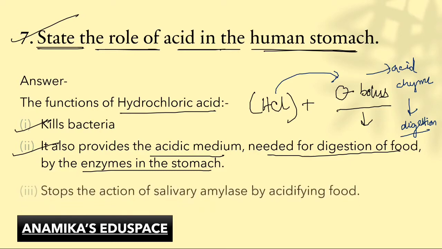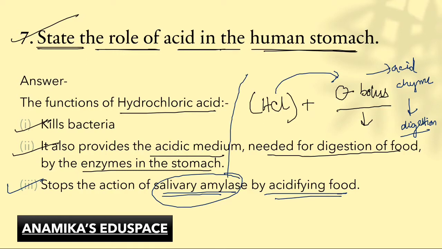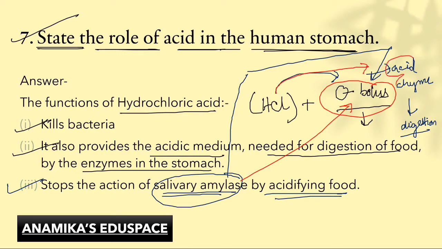Clear? Number C, it also helps in stopping the action of the salivary amylase by acidifying the food. So where does the salivary amylase act? The salivary amylase acts in your mouth when the food becomes bolus. So salivary amylase is acting when the food is in the bolus formation. Then HCl is acting in the stomach when it is forming the acid chyme. Clear? Next.